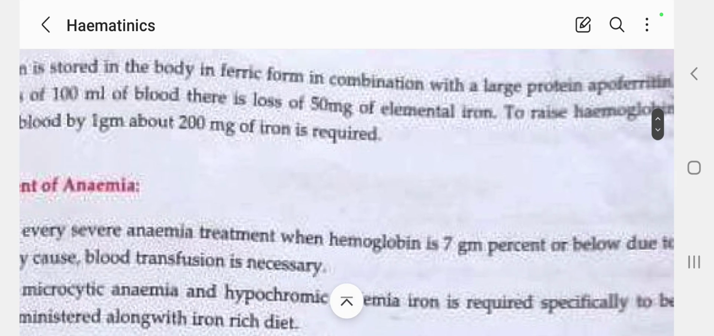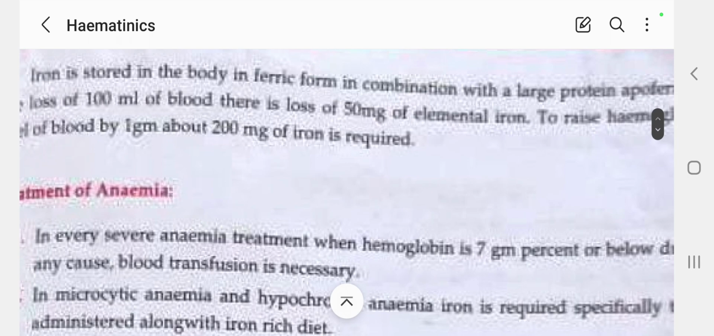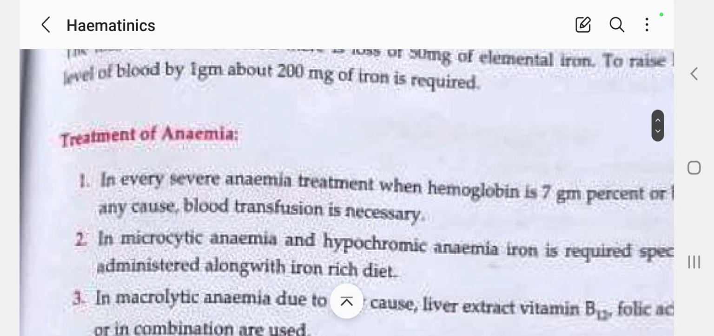How can we raise their hemoglobin level? For example, if they want to raise their hemoglobin level by 1 gram, 200 milligram of iron is required. Okay, so next we'll see what the treatments of anemia are.